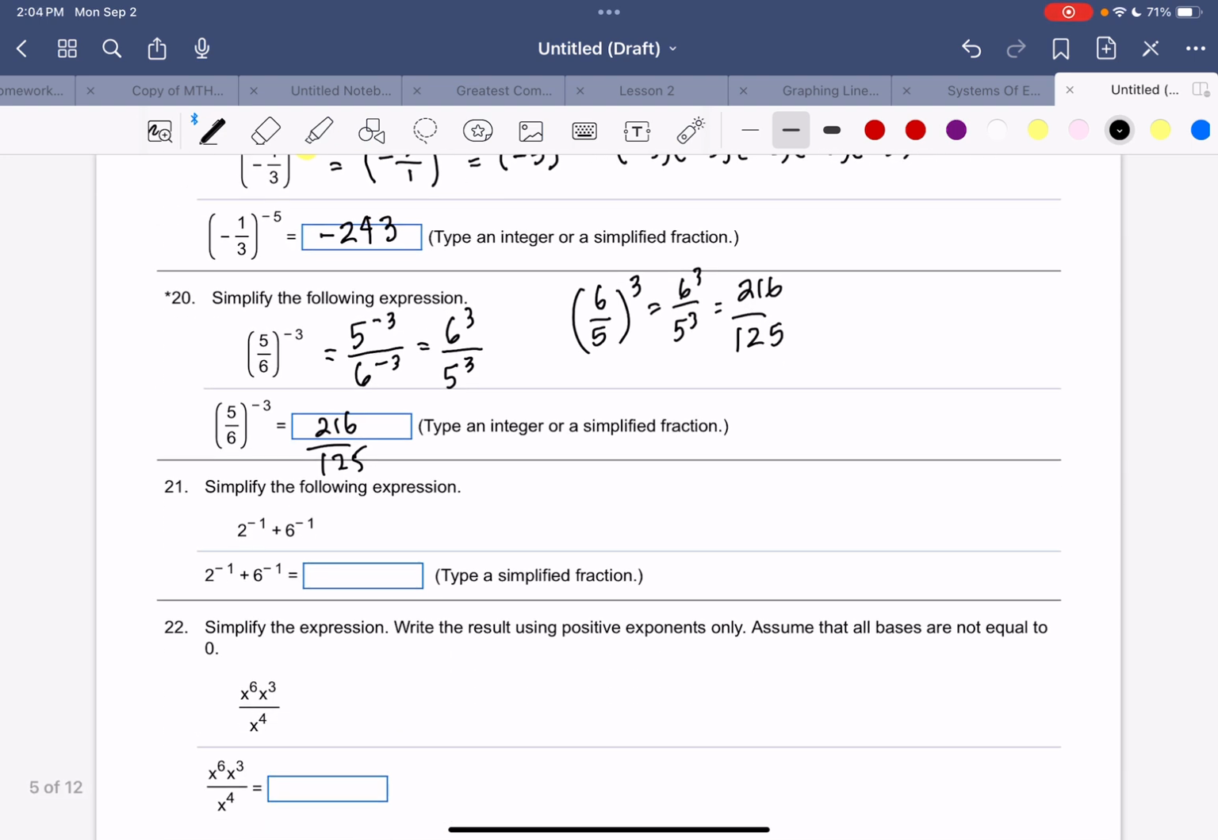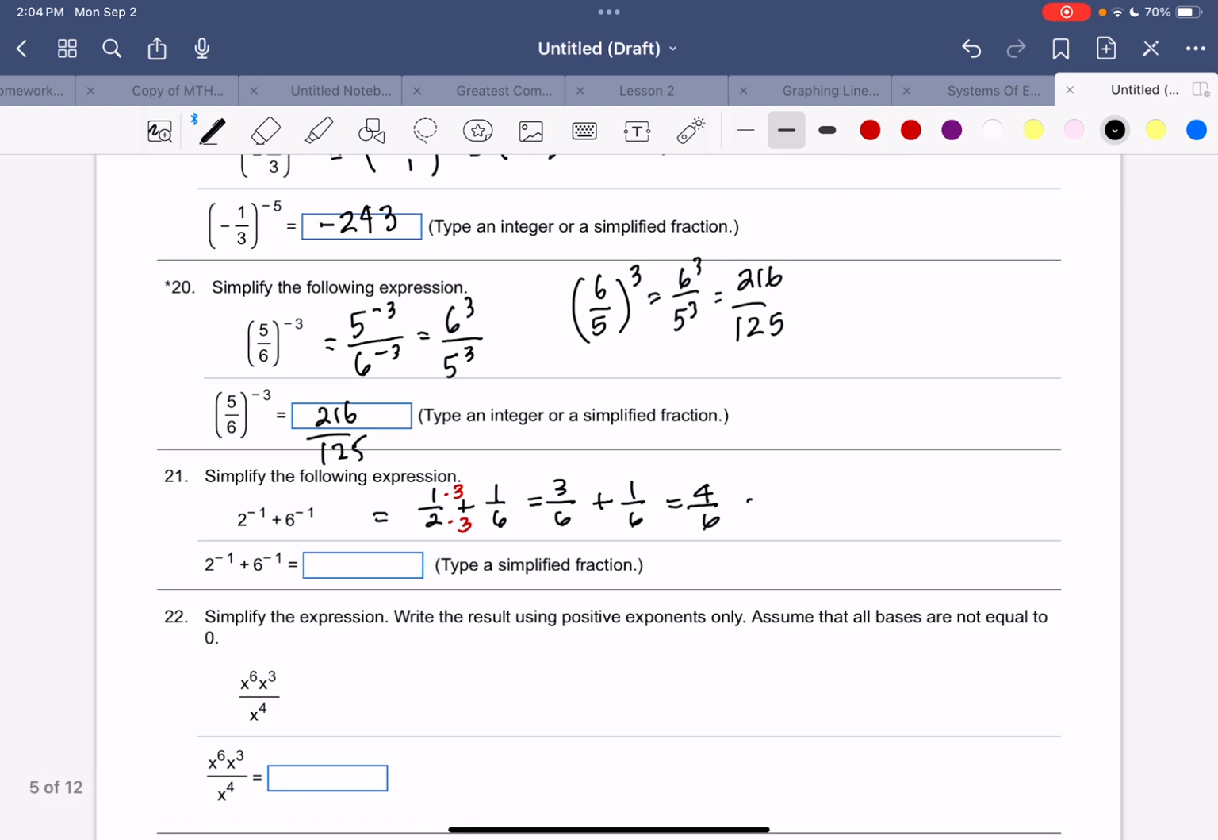Now this one, number 21, 2 to the negative 1 plus 6 to the negative 1 is a little tricky because you've got to do each one first. 1 over 2 plus 1 over 6. But to add fractions, you have to get a common denominator. And these will both go into 6. So I'm going to have to multiply my first fraction, top and bottom, by 3. That's going to be 3 over 6 plus 1 over 6 is 4 over 6, which is 2/3.